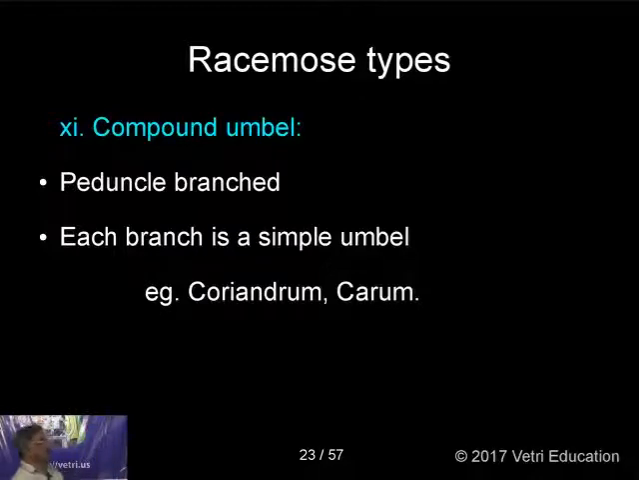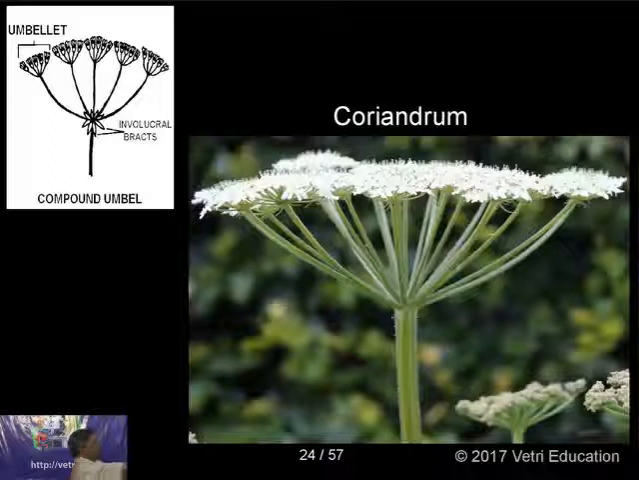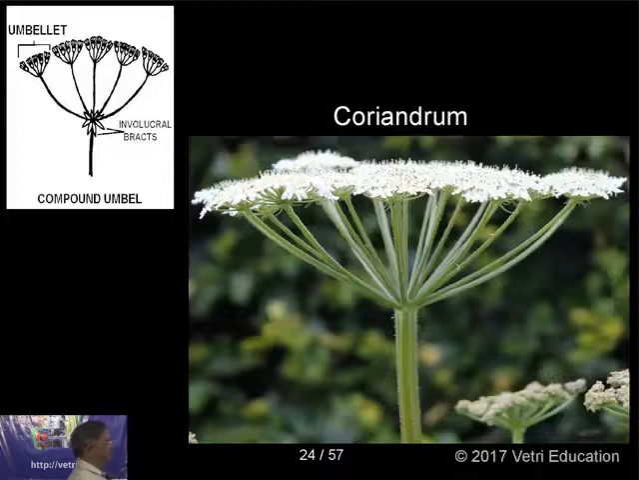The next one, compound umbel. It is a branched umbel; the peduncle is branched. Each branch is a simple umbel. Examples: Coriandrum and Carom. In those plants you can find compound umbel inflorescence. This is just like an umbel with branches. You can find here it is one branch, another branch, another branch, like that, and each branch has an umbel-like inflorescence. This is called compound umbel. In the photograph also, in Coriandrum you can find different branches, and each branch becomes an umbel inflorescence.